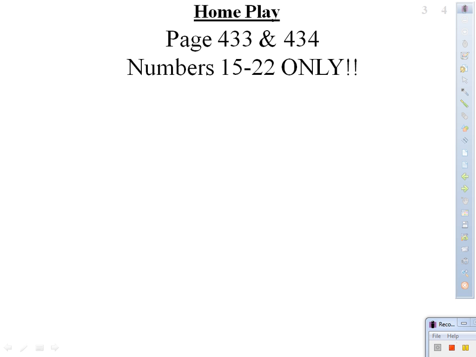All right, homework for tonight is pages 433, 434, numbers 15 through 22 only. Get a Cornell note. You do need a Frayer model. I'm going to go over certain things to make sure that we get the whole idea. And last week we already started some of the practice and the warm-up. Thank you guys for doing all the warm-ups. Appreciate it.